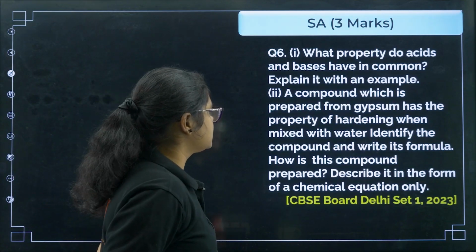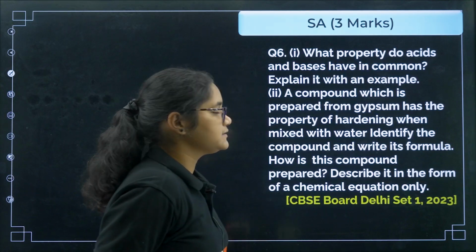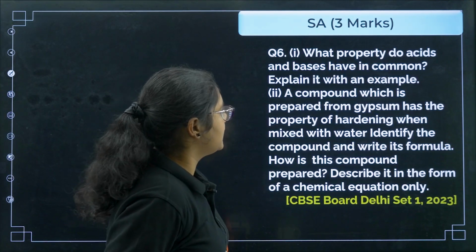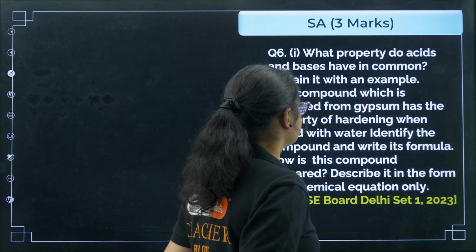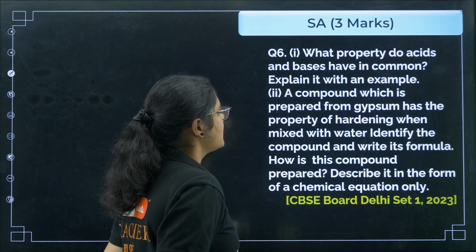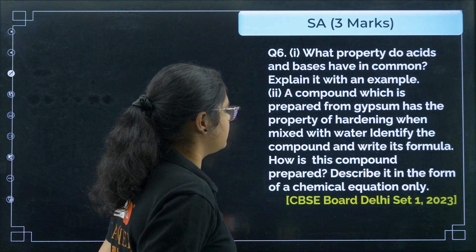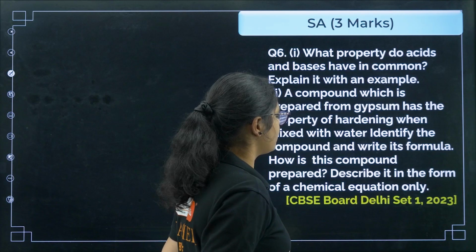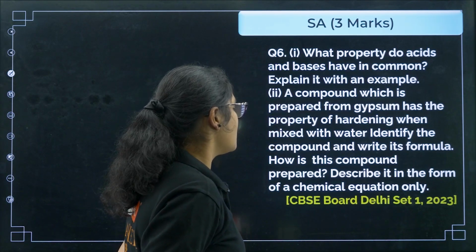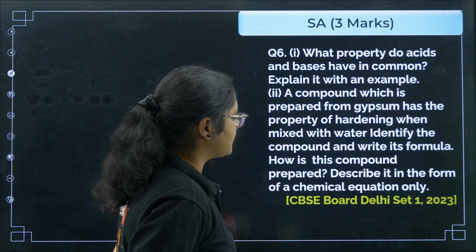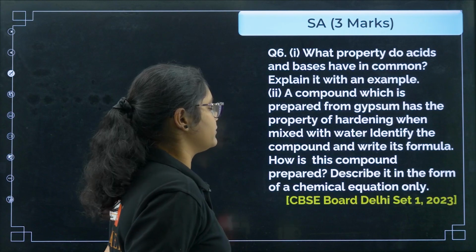Next, question number 6. What property do acids and bases have in common? Explain it with an example. A compound which is prepared from gypsum has the property of hardening when mixed with water. Identify the compound and write its formula. How is this compound prepared? Describe it in the form of a chemical equation only.